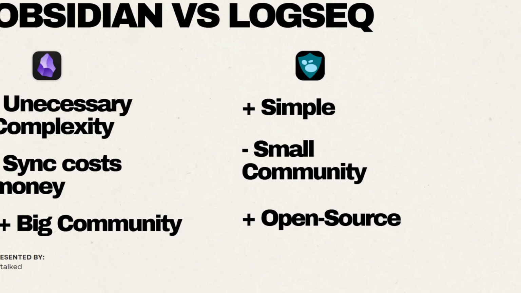So Obsidian has unnecessary complexity. Sync costs money unless you want to do some workarounds, but it has a big community, which is a pro. Logseq is simple. It has a smaller community, but it is open source, so you have control over your data.